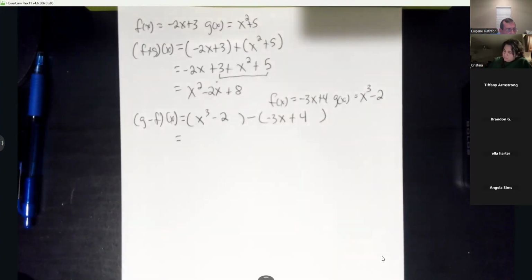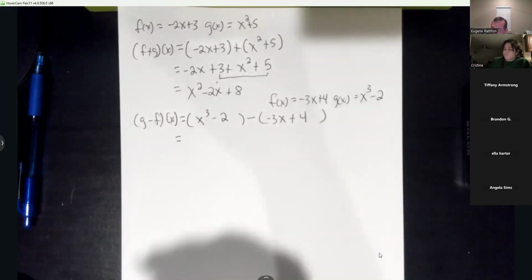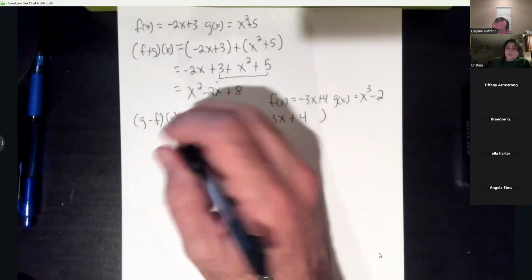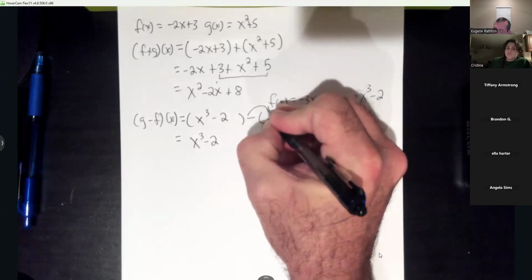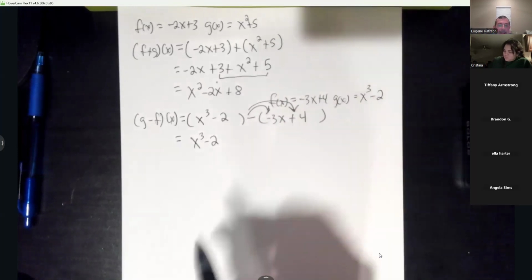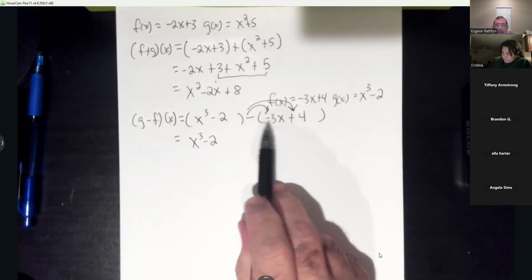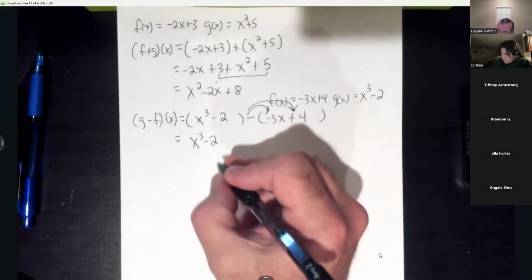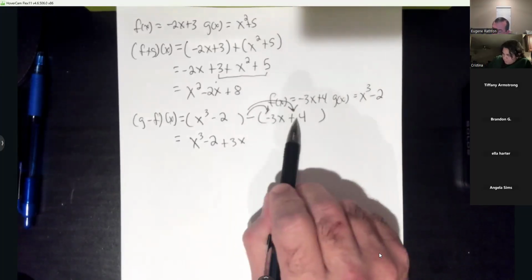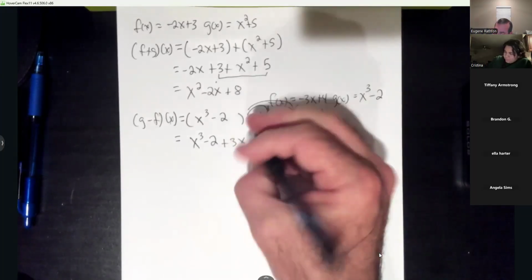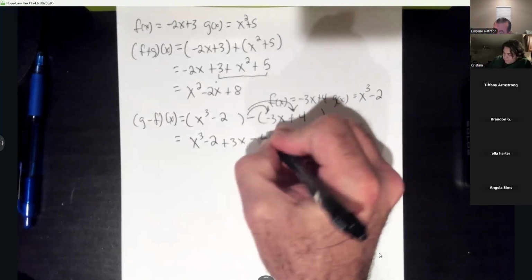Now, so Charles, let me see if I can get to what you got. So we're doing subtraction, so drop the first parentheses, and then you have to distribute that negative. So a negative times negative will make that a positive 3x. And then that negative times that positive 4 makes that a negative 4.